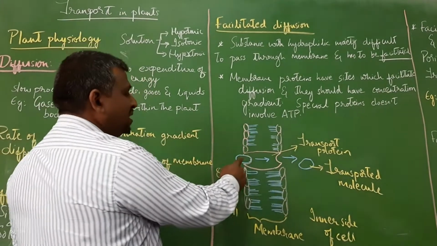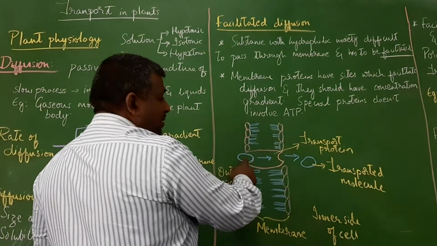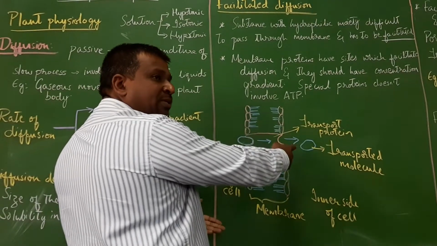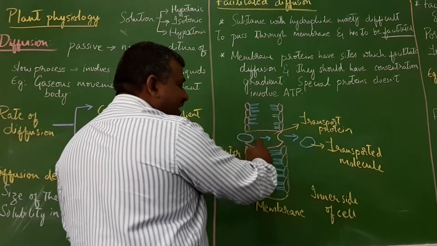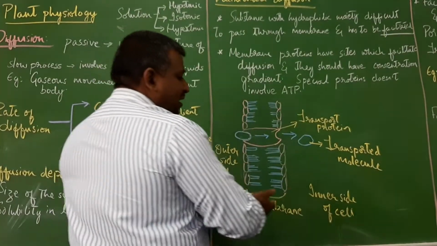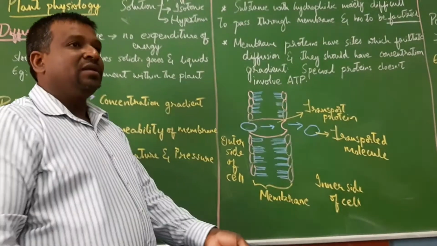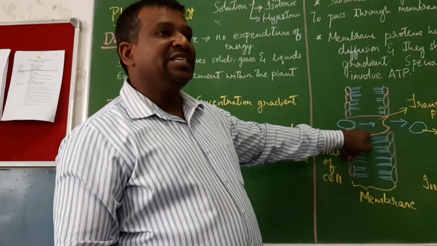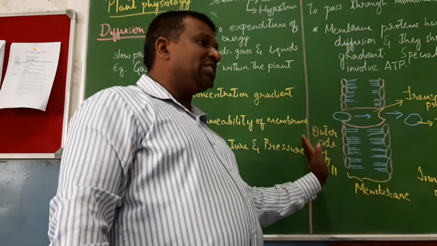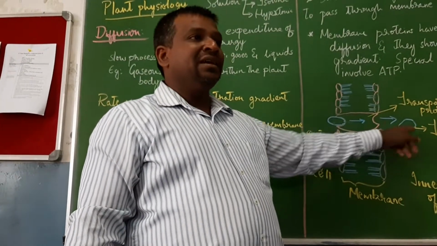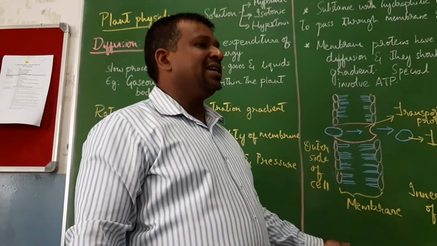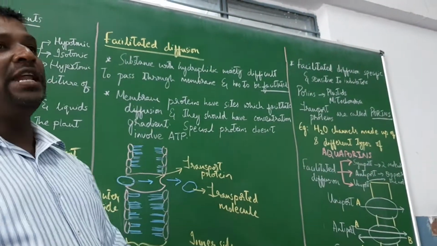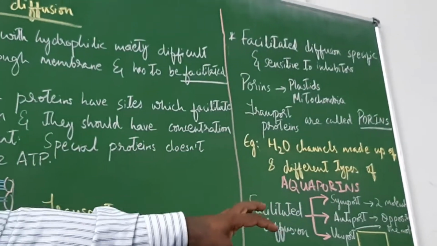So I have drawn a diagram here. This is the transport protein. This entire pink colored thing is a transport protein. This is the molecule which has to be transported. Now this transport protein takes it from outside the cell to inside the cell. So the transport protein is doing the facilitator role, transporting the molecule from outside of the cell to inside. This is nothing but facilitated diffusion. Facilitated diffusion is specific and sensitive to inhibitors. It cannot take inhibitors inside.